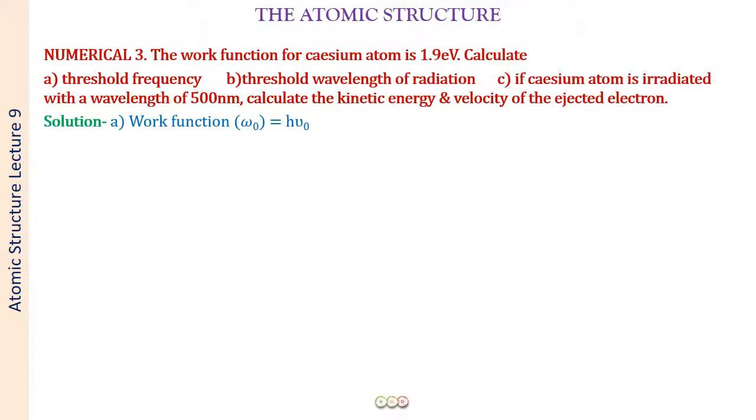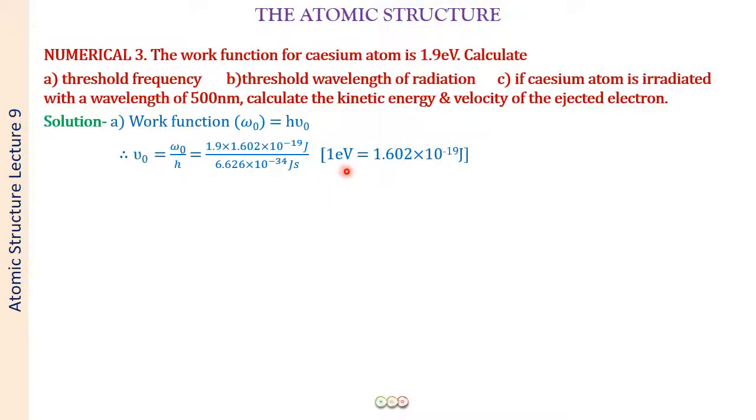So we have the work function omega naught to be h nu naught, right? The threshold frequency. So from this you can calculate the threshold frequency, which is going to be the work function divided by the Planck's constant. But here you will see that the energy is in electron volts and the Planck's constant, the unit of the energy in that is joule. So you have to convert the electron volt into joules.